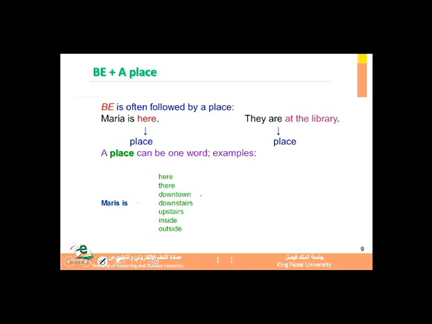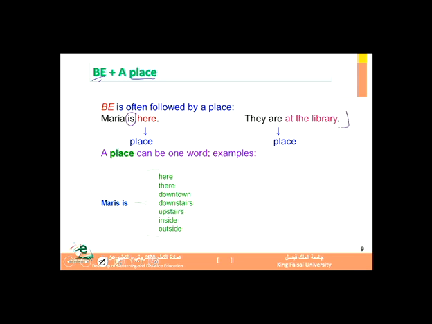So that is what we have: be is often followed by a place. What is this place? So if you look at the example, Maria is here. So we are talking about a place where Maria is. So this is the place where Maria, for example, is sitting or standing or sleeping, whatever. So Maria is here. This word here is a place. And this is one form of verb to be. So we have verb to be followed by a place.